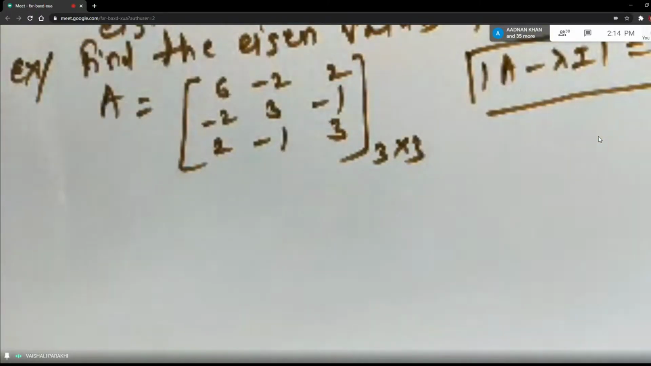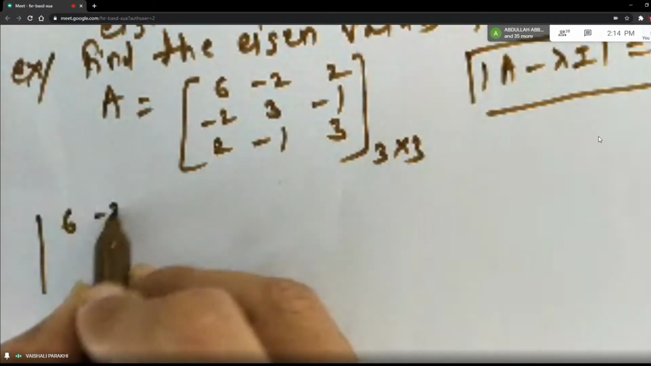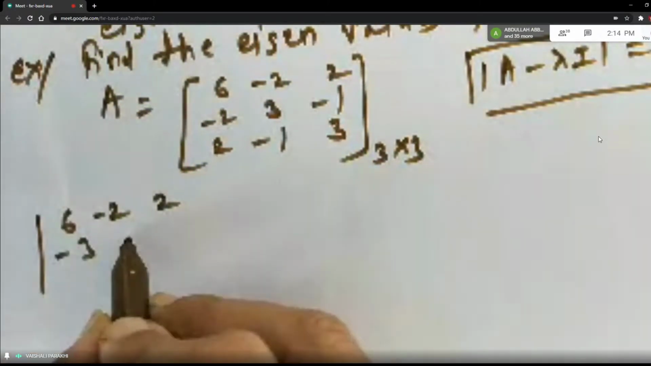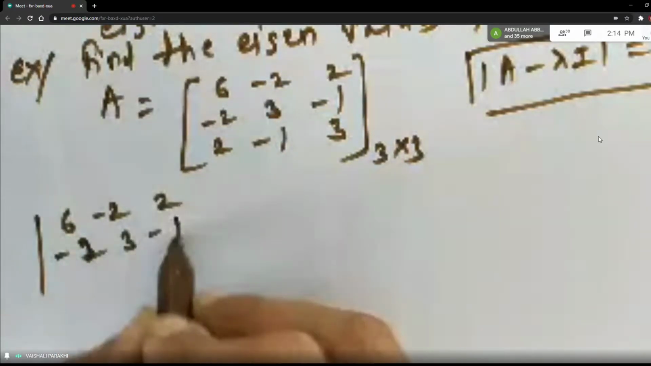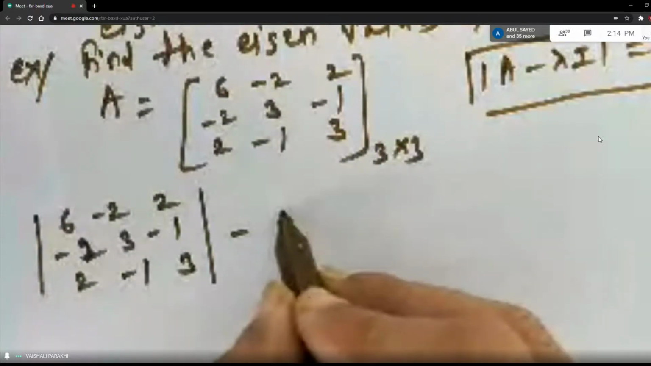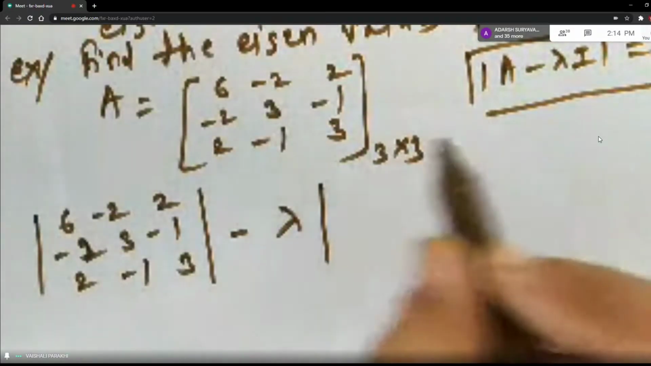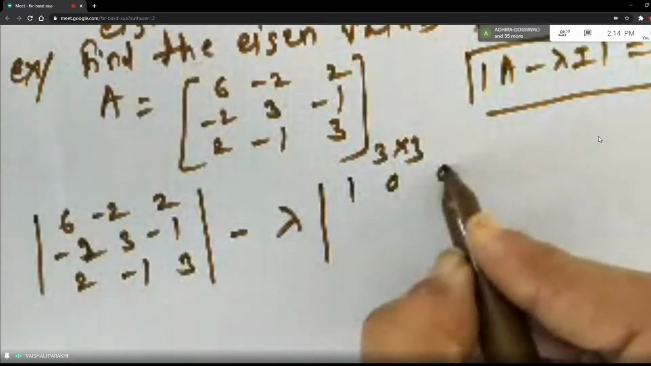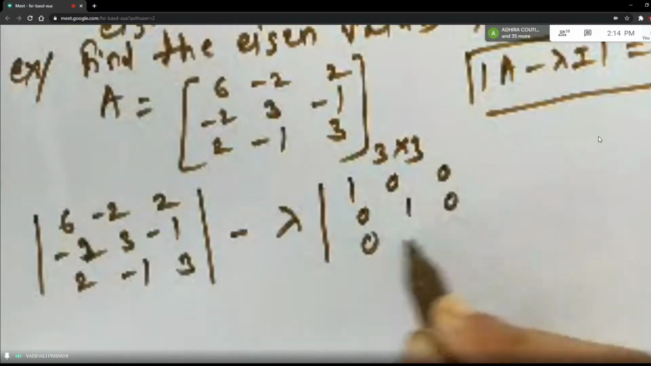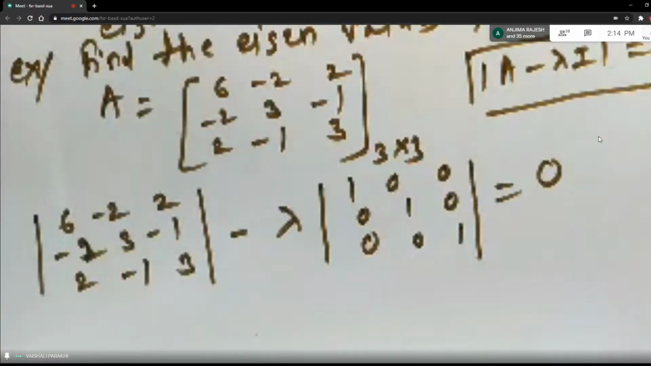So see what I do. Determinant of A will be 6 minus 2 2, minus 2 3 minus 1, 2 minus 1 3. Minus lambda into I. I means the identity determinant of the same order: 1 0 0, 0 1 0, 0 0 1. And the right hand side is the null matrix.